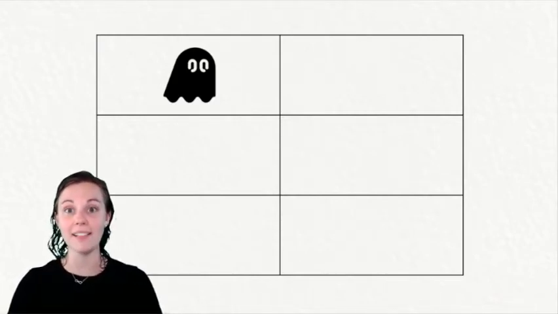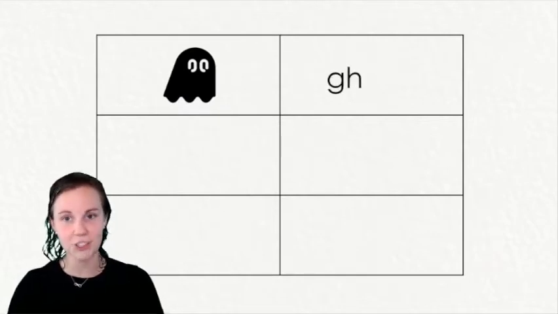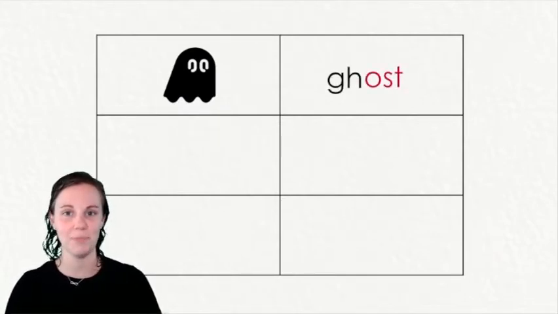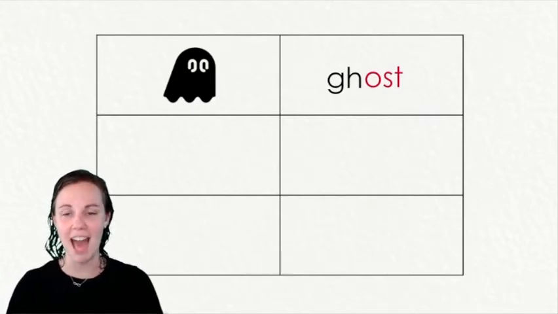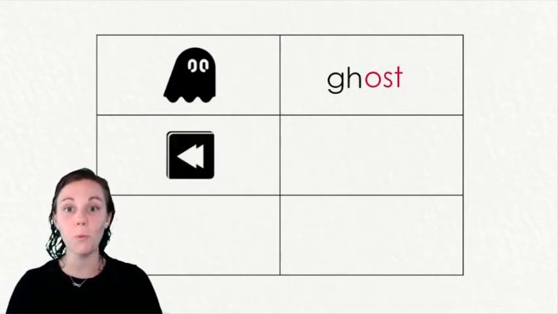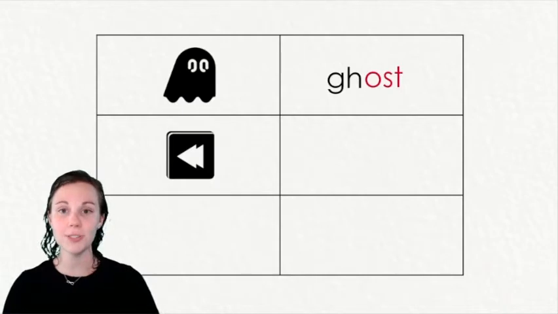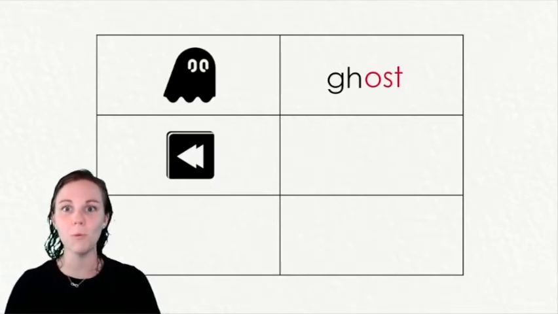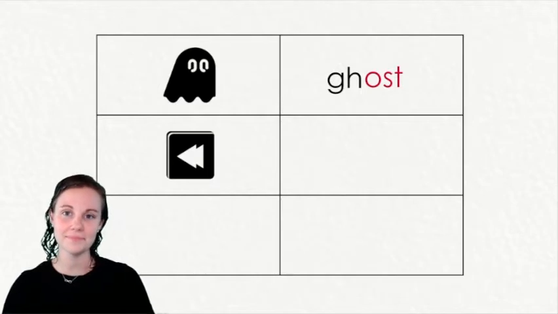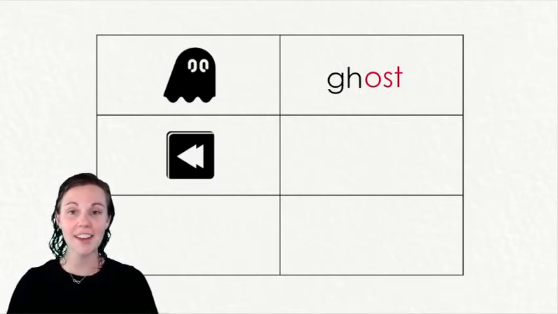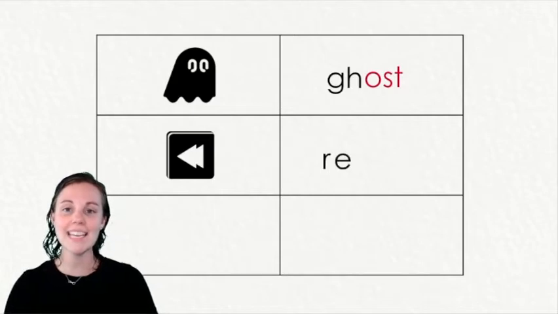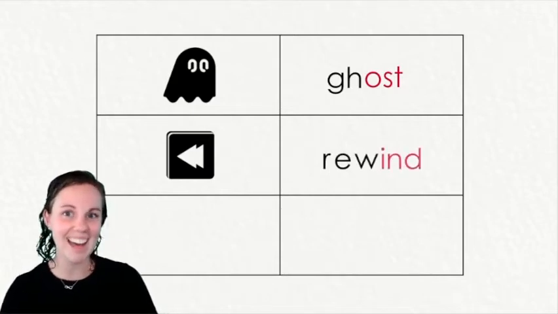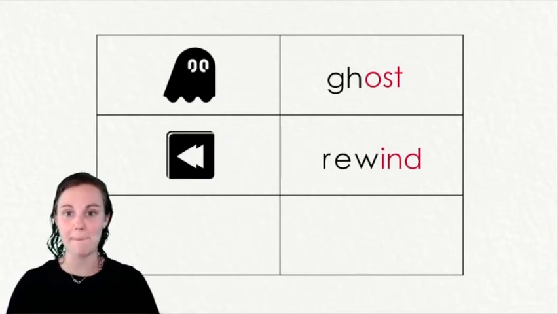Let's check your spelling. G-H-O-S-T. I know you heard that o-s-t pattern. Try this word. It's the word rewind. Which closed syllable exception do you hear in rewind? You've got it. Write the word. Here come the letters. R-E-W-I-N-D. Great job with that pattern.